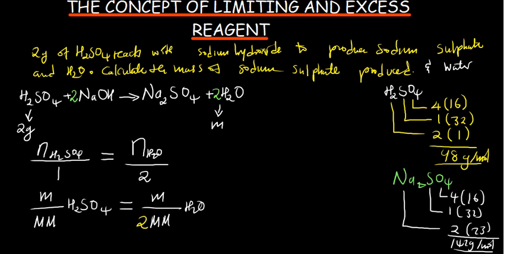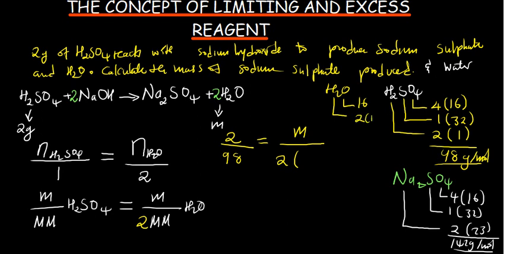So we are now going to go where there is mass here. This is the mass of sulfuric acid. We are going to put a 2 that is given. Okay, so we're going to say 2 over where there is molar mass. The molar mass for sulfuric acid is 98. That is going to be equal to the mass, the one we want, the mass for water, over 2 multiplied by the molar mass for water. We know oxygen is 16, and then we have 2 hydrogen, and each hydrogen is 1. So this is going to give us 18. That will be the molar mass.